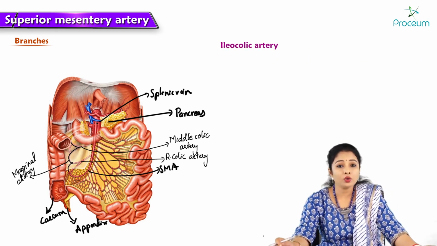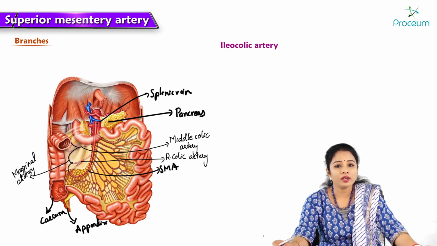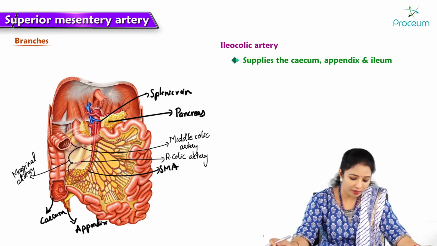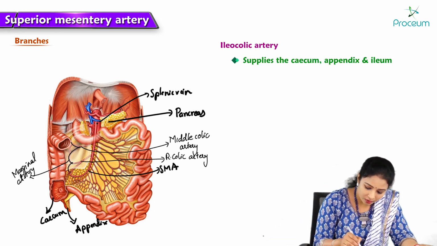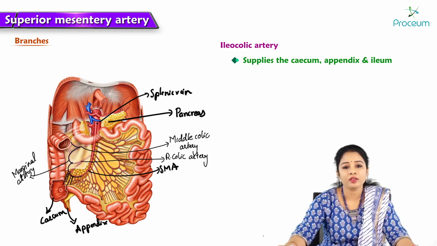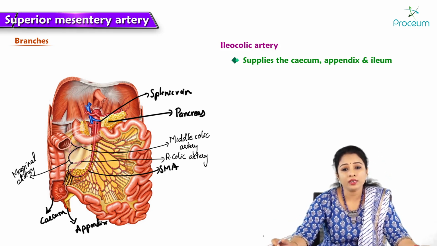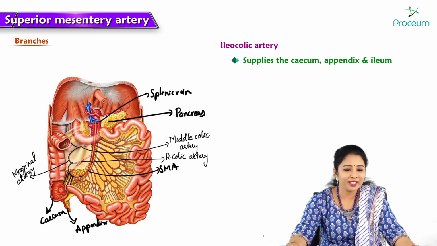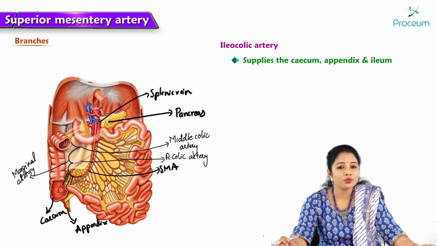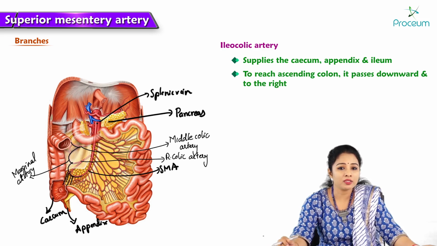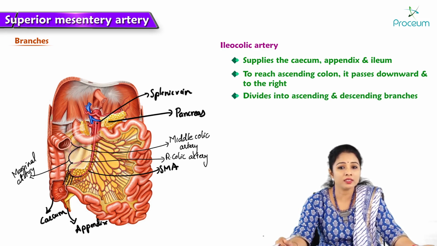Next is the ileocolic artery. Ileocolic artery supplies the cecum and appendix. So, we can see the ileocolic artery. It gives off branches to cecum and appendix, and also the terminal part of ileum it supplies. To reach the ascending colon, it passes downwards towards the right and divides into ascending and descending branches.